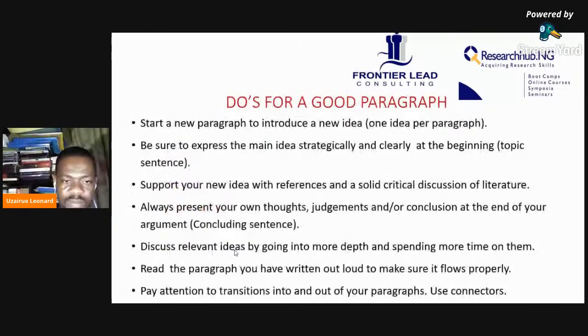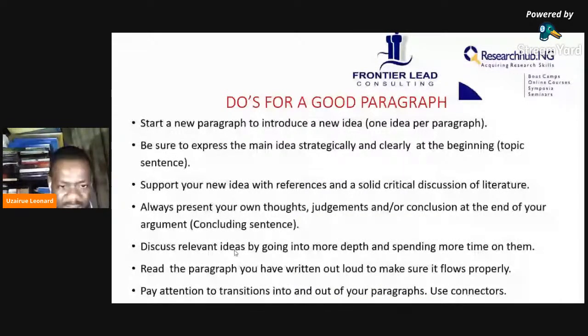Now, what should be the dos for a good paragraph? The first thing is to start a new paragraph to introduce a new idea. One idea per paragraph, stated clearly at the beginning of every paragraph.